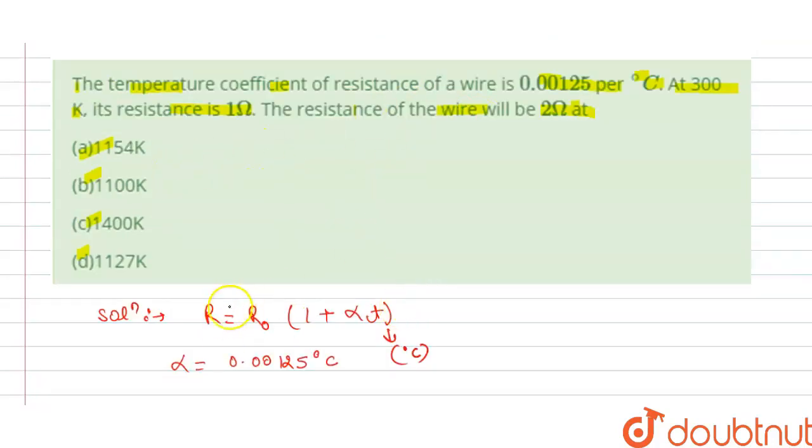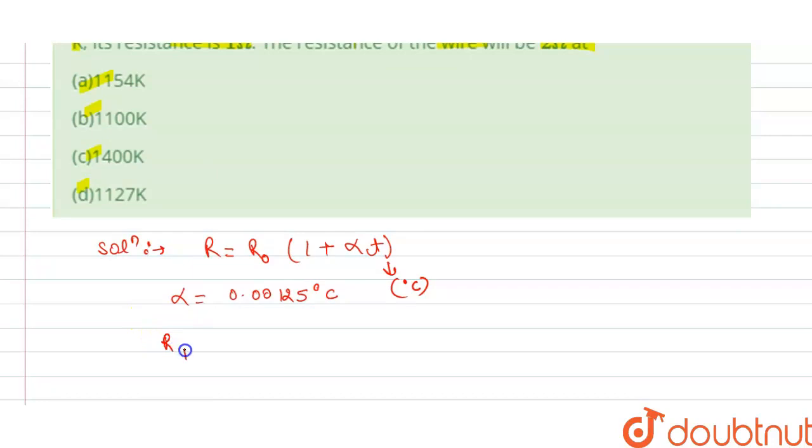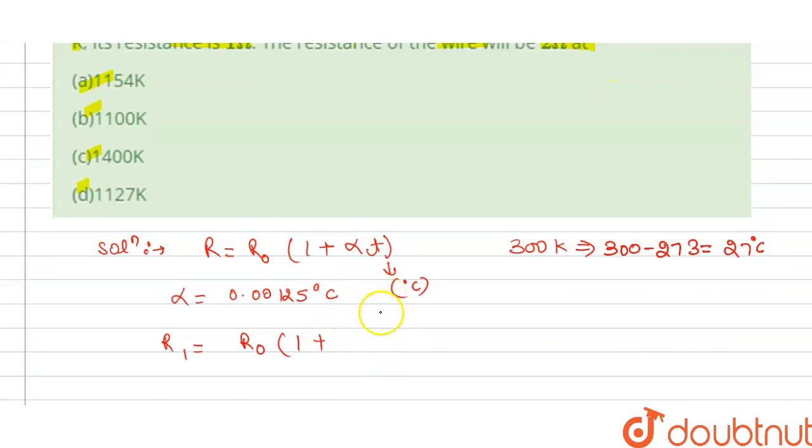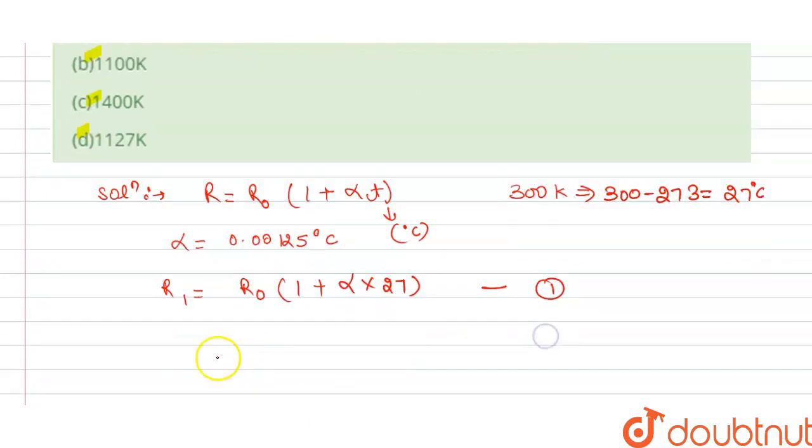So firstly we can write R1. It is given to us that R1 equals R naught times (1 plus alpha T), and T is 300 Kelvin here. We convert 300 into Celsius by subtracting 273 from it. So 300 minus 273 is 27 degrees Celsius. So this is 1 plus alpha into 27, and let's suppose this is equation 1.